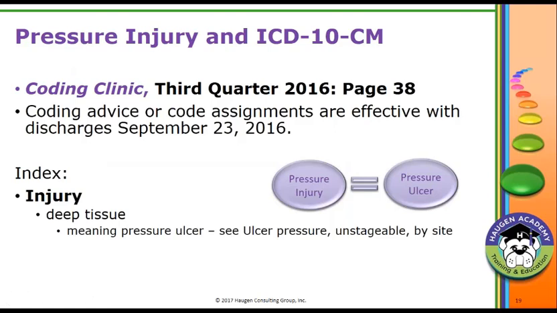This was addressed in Coding Clinic of third quarter from last year. And just a note that those are effective with discharges as of September 23rd of 2016. But pressure injury is the same thing as a pressure ulcer. And if you have documentation of a stage 2 pressure injury, you code a stage 2 pressure ulcer. And that was fixed in the coding index for fiscal year 2017. So if you look under injury, deep tissue, meaning pressure ulcer, it will lead you to your pressure ulcer code.